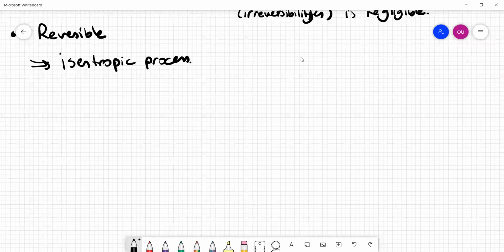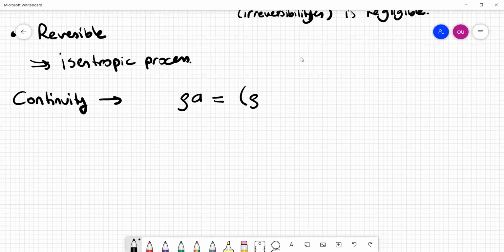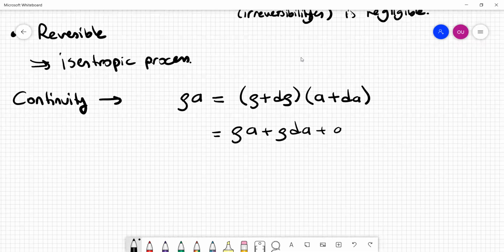So let me write the continuity equation, then the rest I will continue tomorrow afternoon. For the continuity equation, rho times velocity, which is a, times the area on the left-hand side, will be equal to the density after the sound wave, rho plus d rho, multiplied by the speed after the sound wave has passed. If I open this up, it is equal to rho a plus rho da plus a d rho plus d rho times da. Now here I'm multiplying two very small numbers, so this term is negligible.